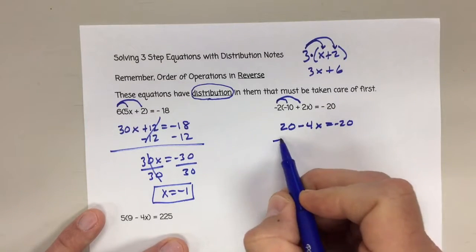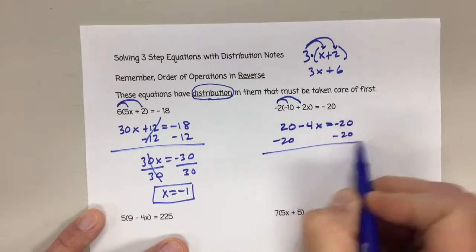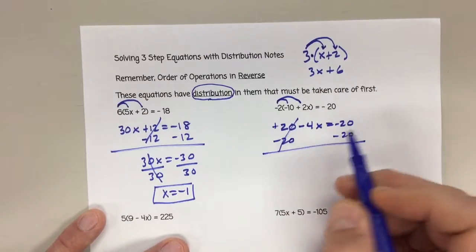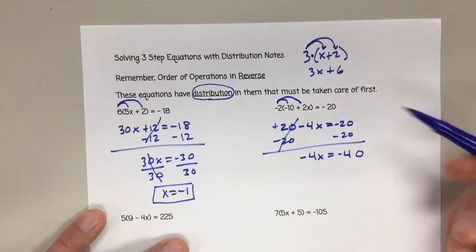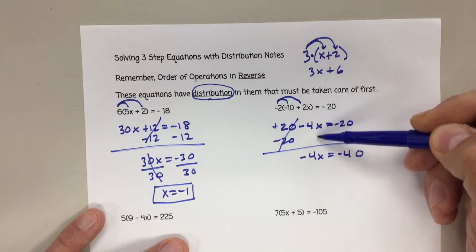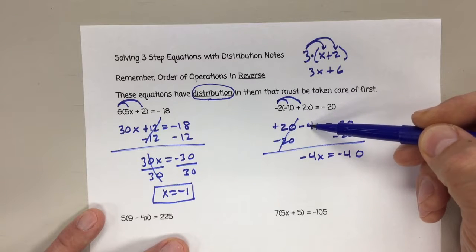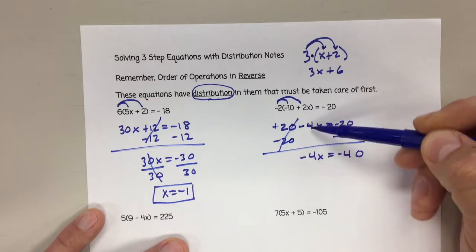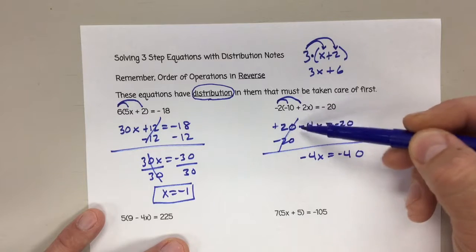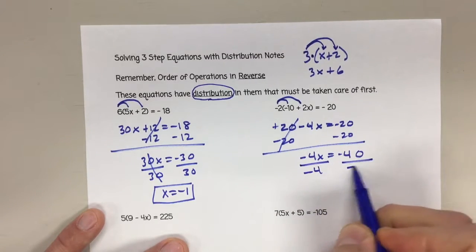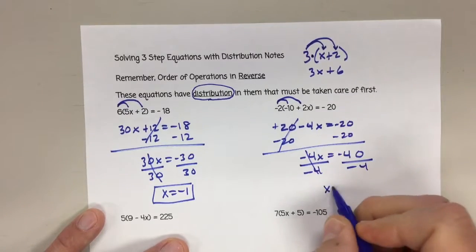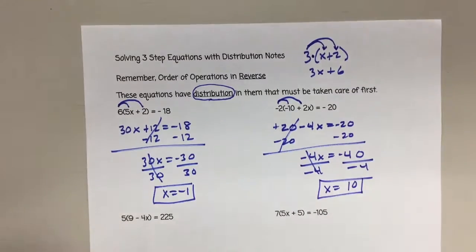Now it's a two-step equation where I'm going to subtract 20 from both sides, because remember the 20 is positive. Leaves me with negative 4x equals negative 40. Be careful when you're sliding negative 4x down. This negative sign stays with the 4. Okay? It doesn't go with the 20, it goes with whatever happens next in the equation. Now I divide both sides by negative 4. I get 10.